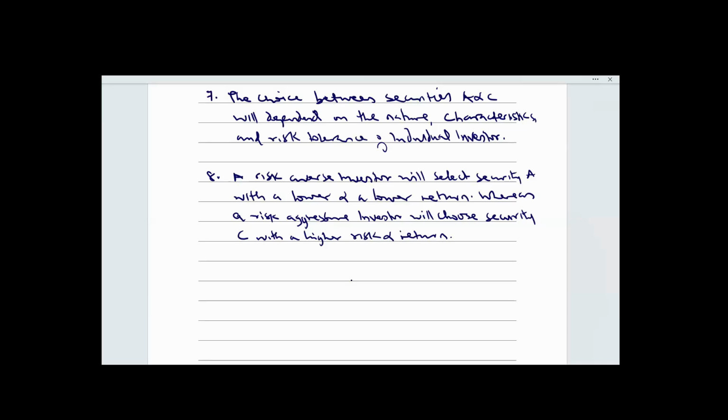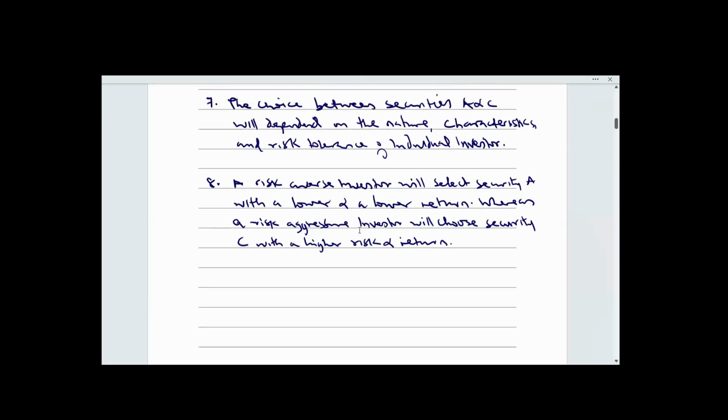Both A and C are good. They are desirable and achievable. But the choice between the two will depend on the nature of the individual investor. So this is the explanation of modern portfolio theory.